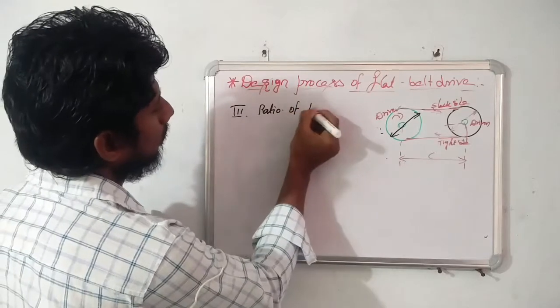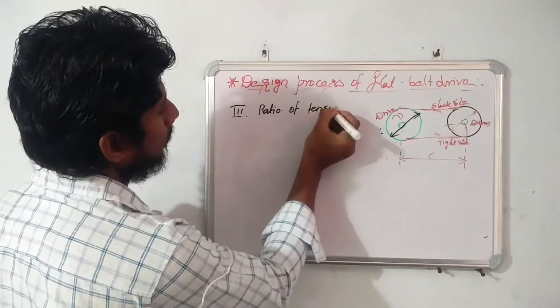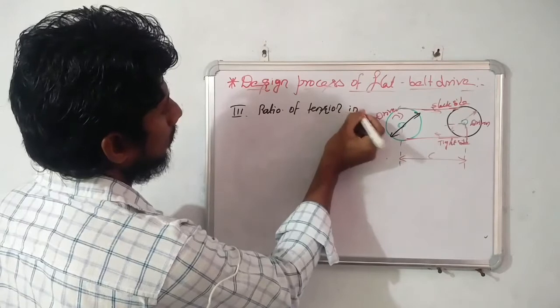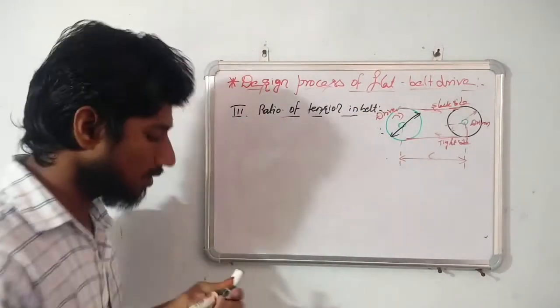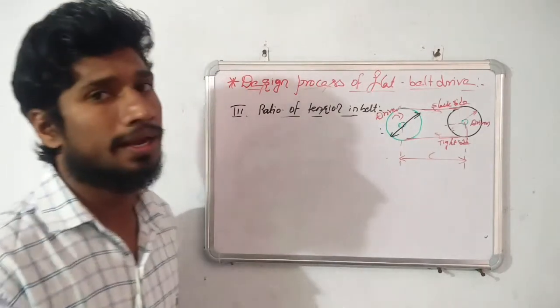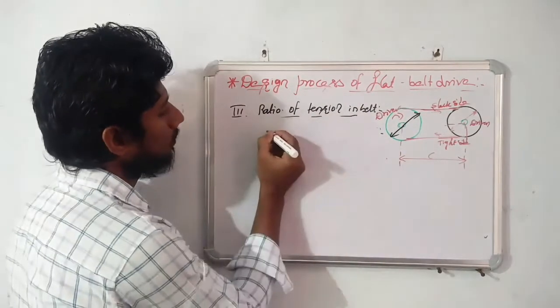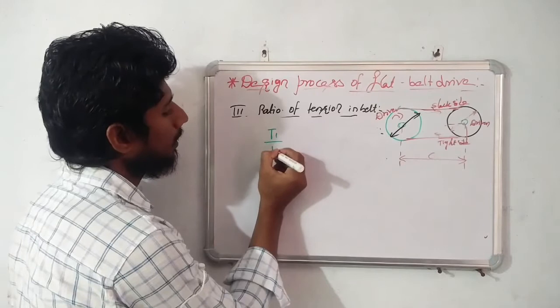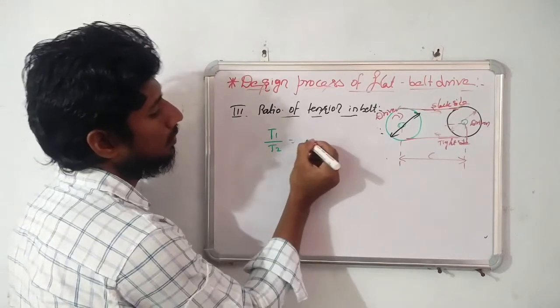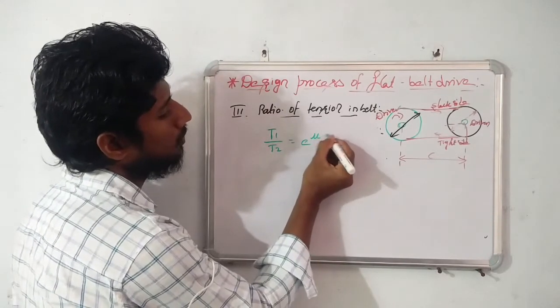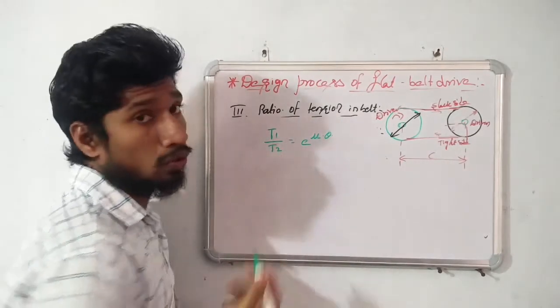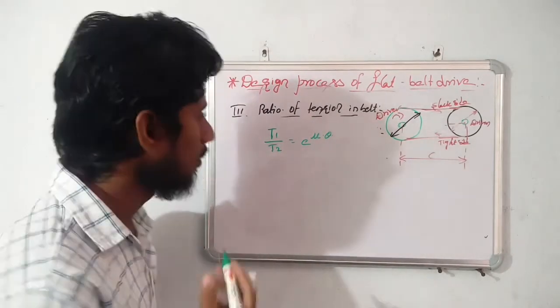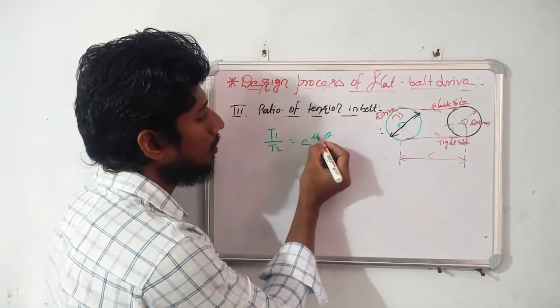Ratio of tension in belt. It is the third step here. So that is equal to T1 by T2 equals e power mu into theta. So let's see, we know T1 and T2 are the tension in tight side and slack side, that is equal to e power mu.